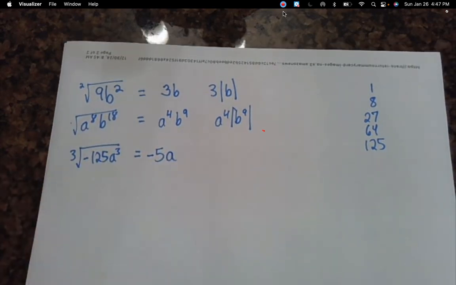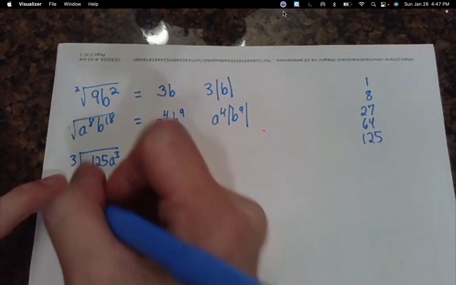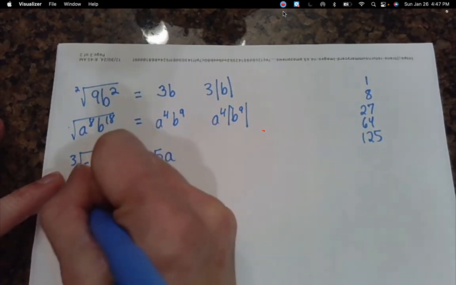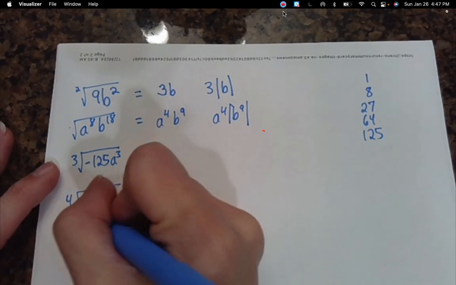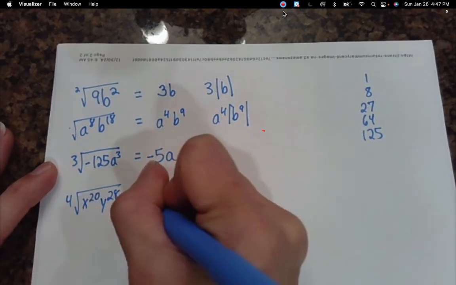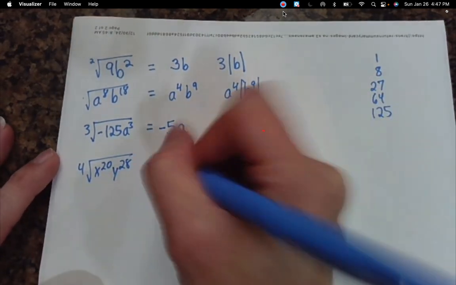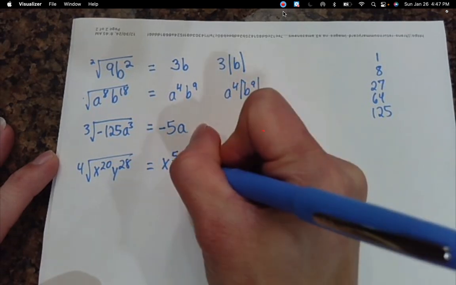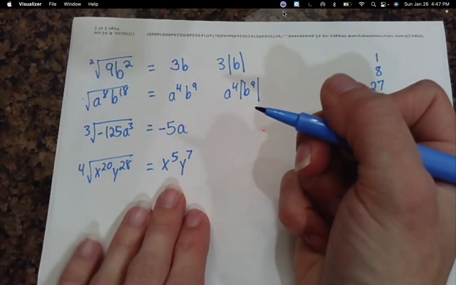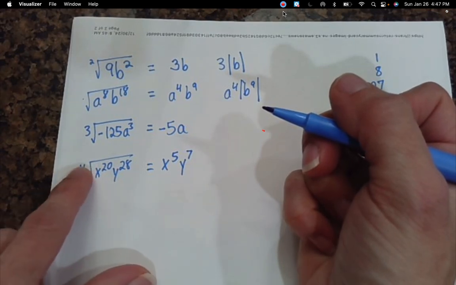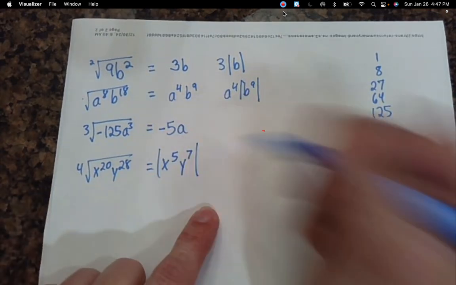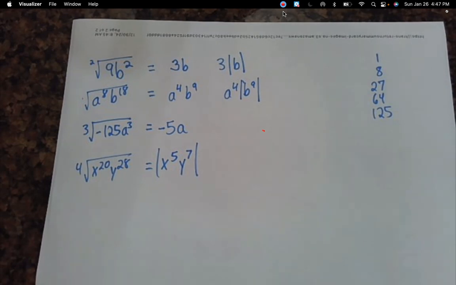Okay, let's do a few more. If I have the 4th root of x to the 20th, y to the 28th, so I'm dividing them both by 4. Okay, so I get x to the 5th, y to the 7th. Oh, and guess what? Since they both end up odd with an even root, I'm going to put them in absolute value bars.